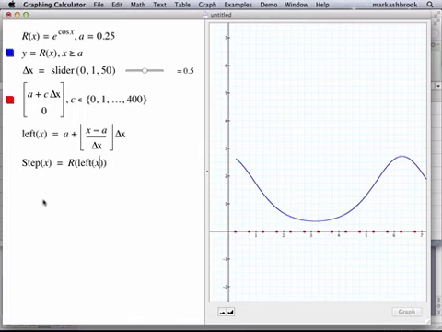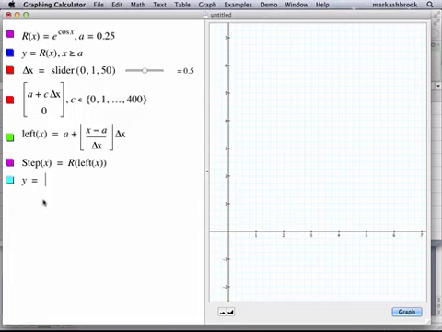Is it going to graph it? How do we graph it? Like step. And we'll do that purple.